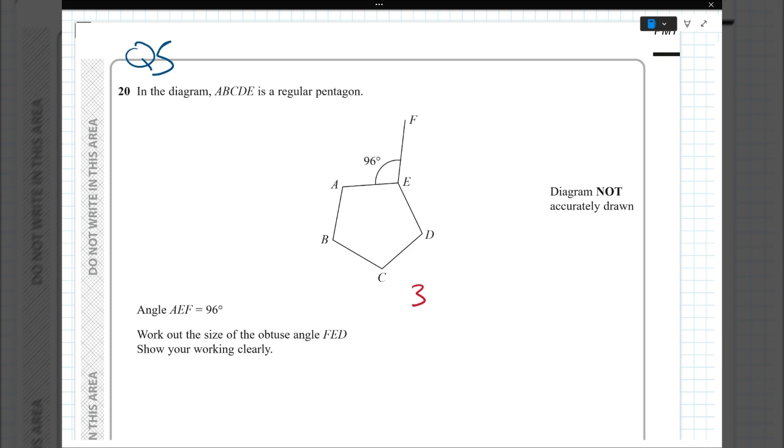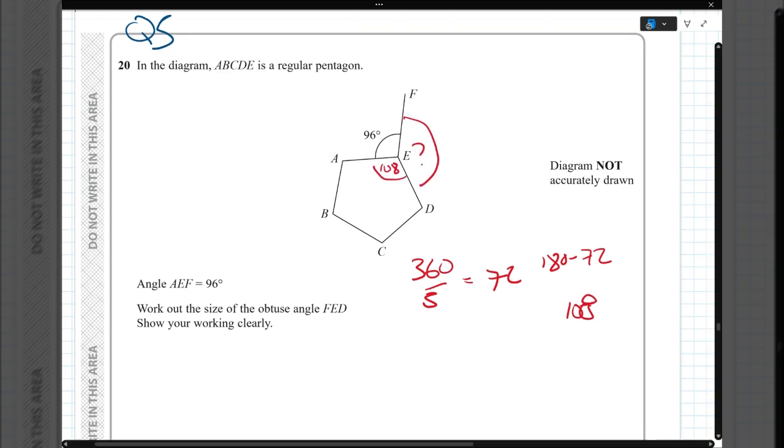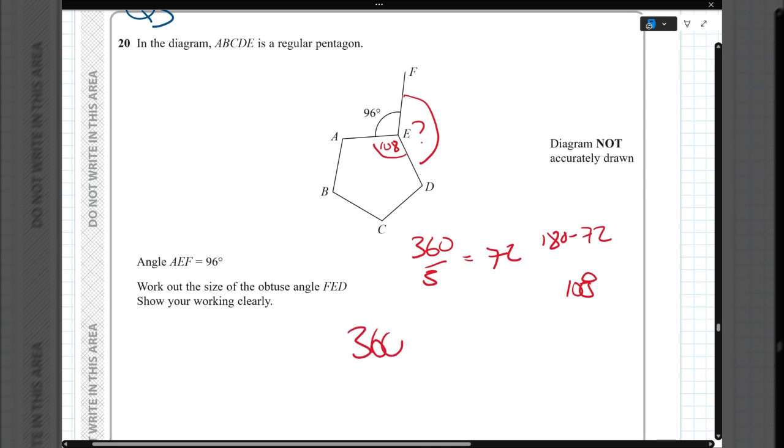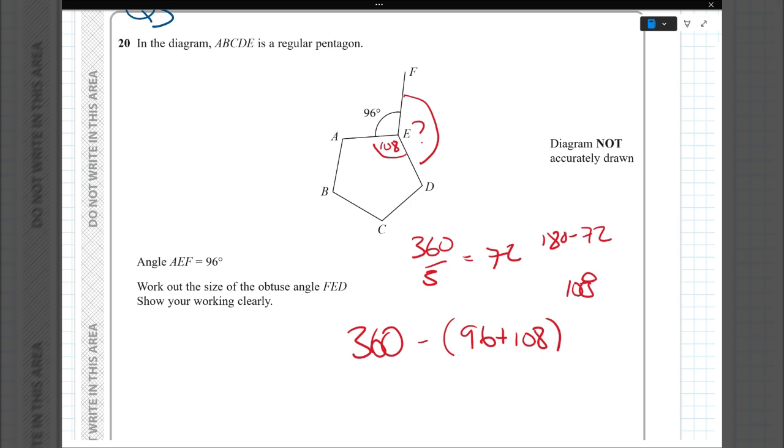So 360 divided by 5 will give us the exterior angles of a pentagon, which is 72. And then we do 180 take away 72, which is 108. So 108 is that angle in there. And then we need to find FED. That's going to be the result of 360 take away 96 plus 108, because angles around a point add up to 360, plus 108, and we get 156.